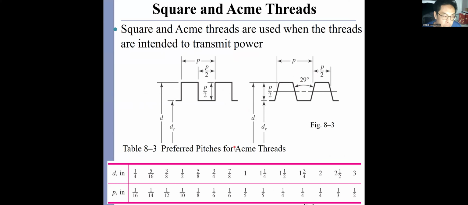And this table just presents some preferred pitches for the Acme thread right here. The pitch and the major diameter, the major diameter, root diameter.